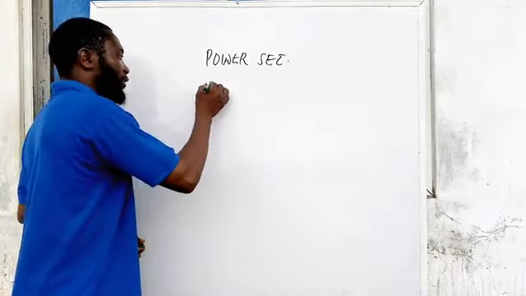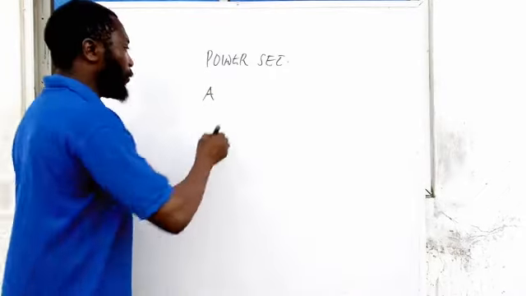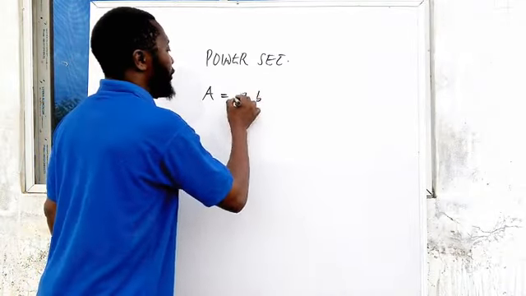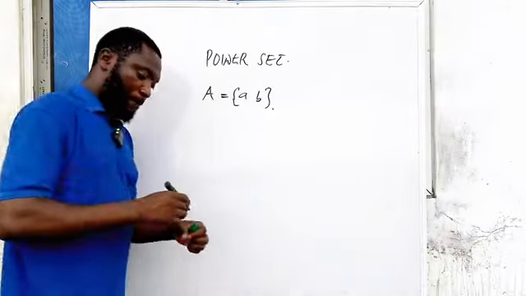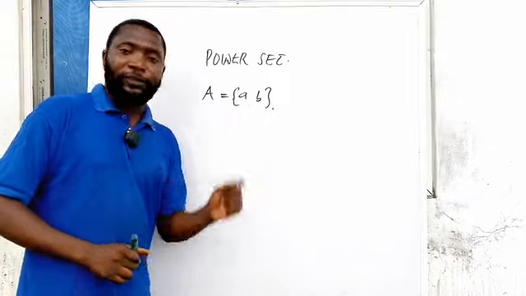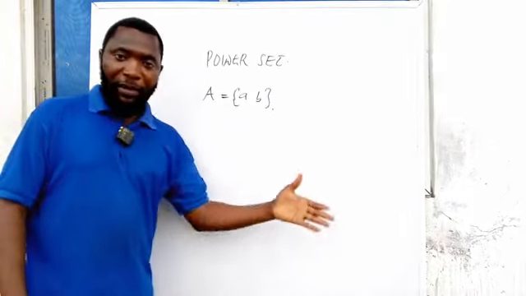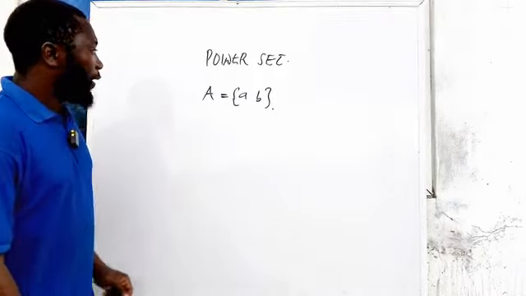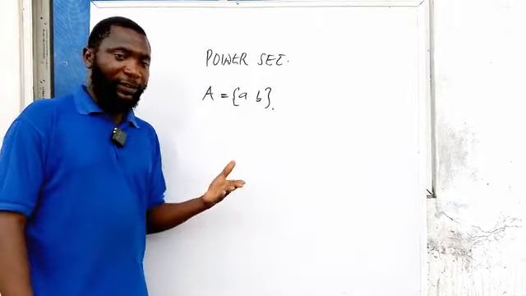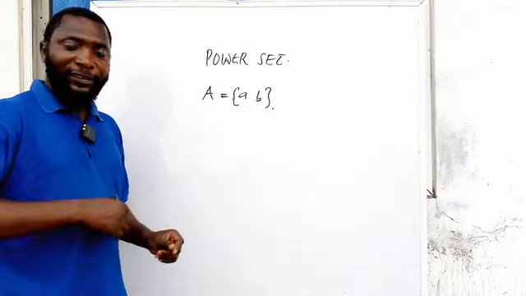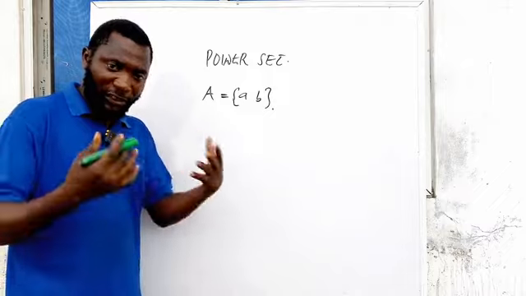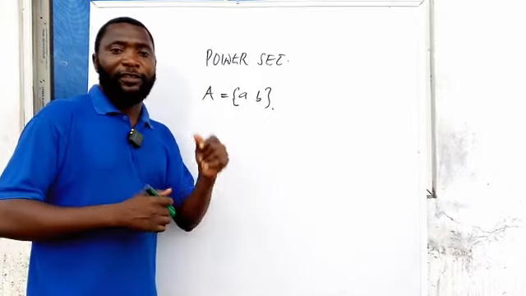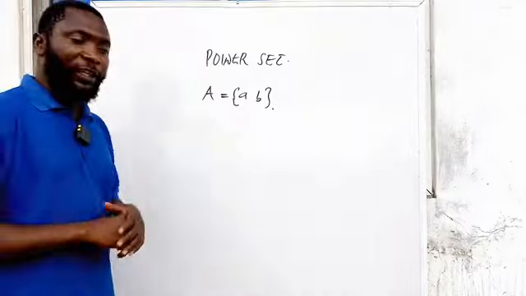Suppose we have set A equals, let's say, {a, b}. This is a set. This set has two members, meaning the cardinality of this set is 2. Now, I define the power set of A as the set of all possible subsets that can be formed from the members of A.